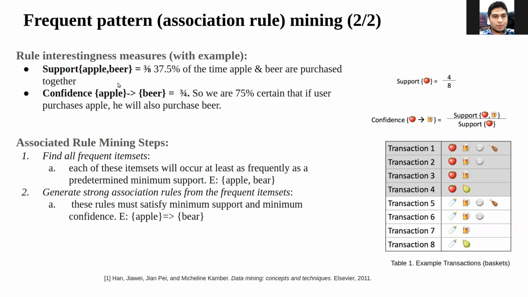Once we have selected frequent item sets using a support threshold, next is confidence. From this apple and beer item set, we can build 2 rules. One is apple implies beer, and the other is beer implies apple. If you take the apple implies beer example, it has a confidence of 75% because 75% of the time when apple is bought, we are confident the beer will be bought. So this is a simple step for mining frequent patterns.